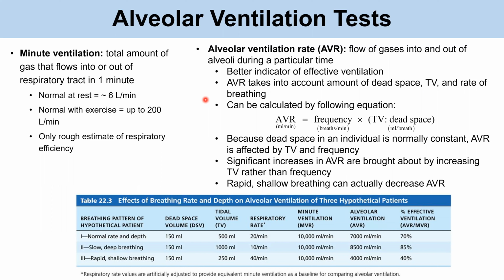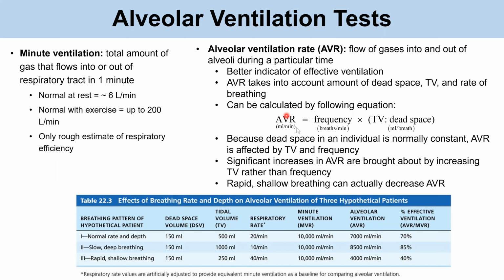And this measures the flow of gases into and out of the alveoli during a particular time frame. And why this is a little bit of a better indicator is because it takes into account the amount of dead space in the patient, takes into account the tidal volume that the patient is performing, and also how quickly the patient is breathing. And so it can be calculated by using the following equation.